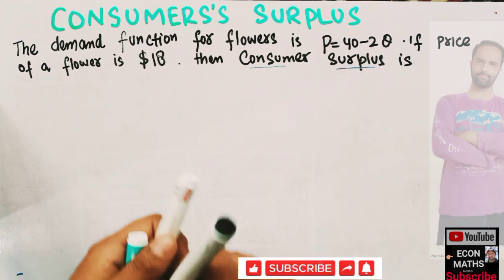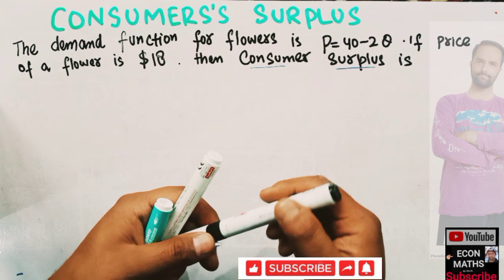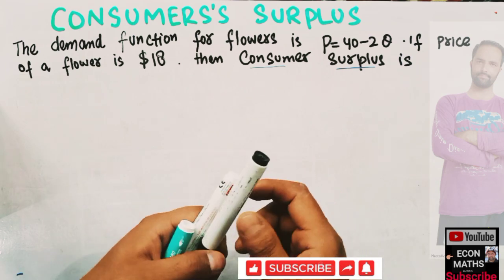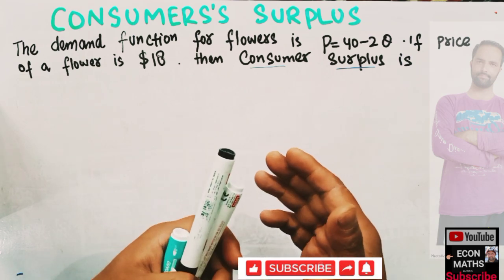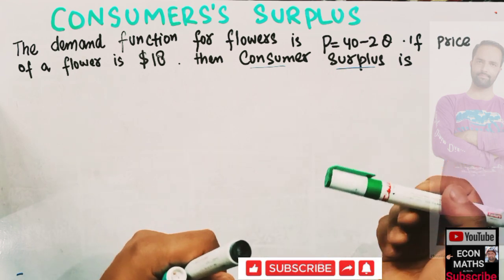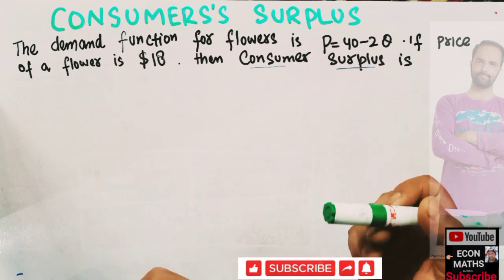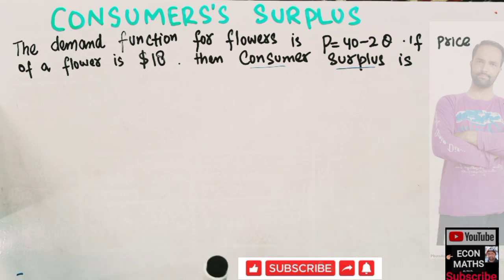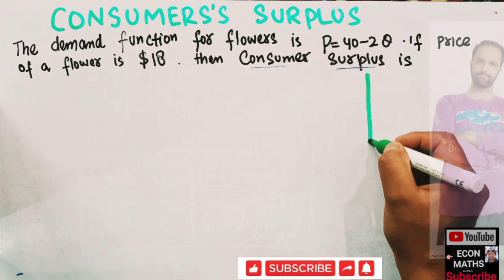Okay, so basically by consumer surplus, what we mean is the difference between the price a consumer pays for an item and the price he would be willing to pay for it. The difference between those two prices gives us the consumer surplus. So let's show it graphically first.